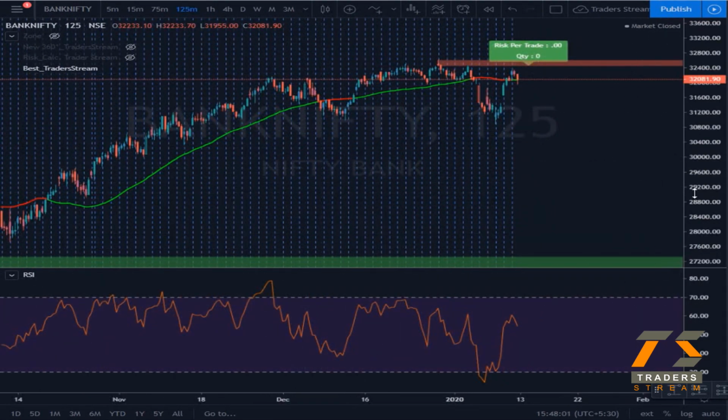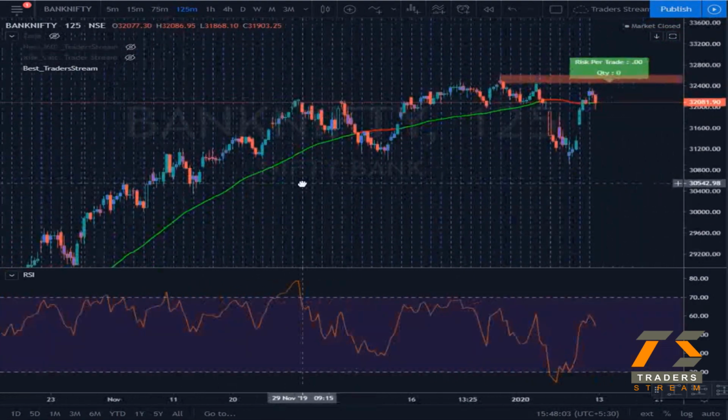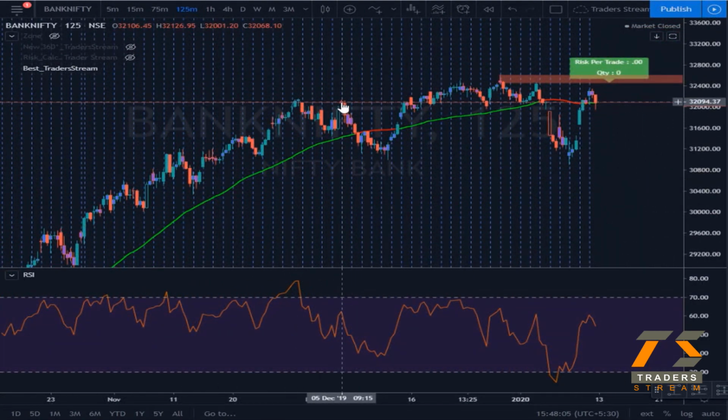So if you see, let's say we look at the Bank Nifty price here. You see the Bank Nifty price and the price of the RSI. The RSI indicator is showing it is above 70. So this has come into an overbought territory.